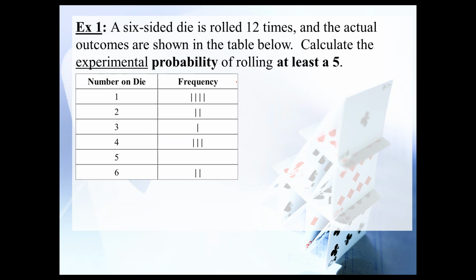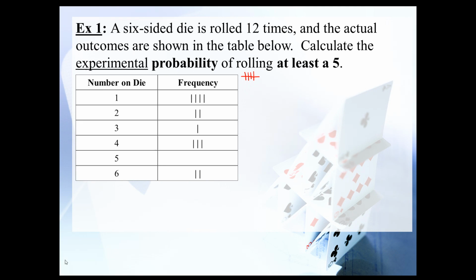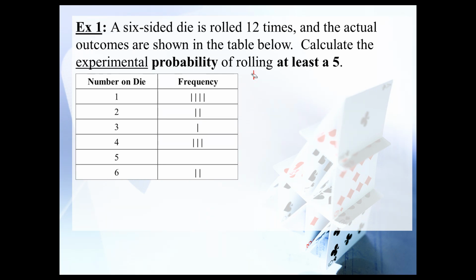Just be aware on a tally chart, if you start to get up to a 5, you would have 1, 2, 3, 4, and the 5 is represented by a horizontal line that goes across it. So if you're interpreting a tally chart later, that would actually represent 5. We don't need to worry about that right now.